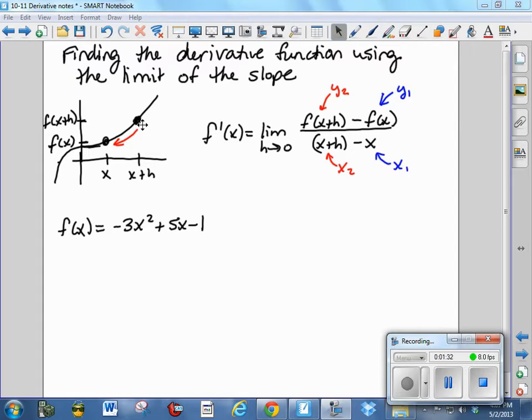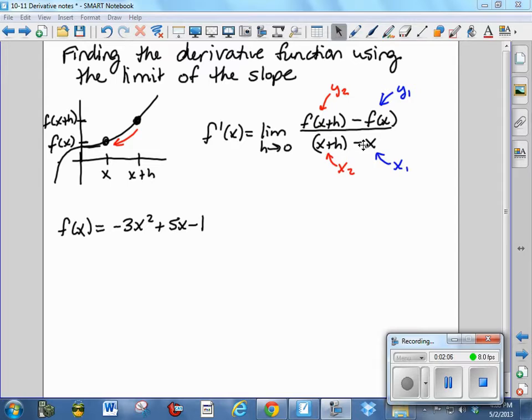As the x plus h point moves closer to the x point, then that slope that I'm using to approximate the tangent line gets closer and closer to the actual slope of the tangent line. We say this using limit notation, that the limit as h goes to 0 of our slope, y2 minus y1 being f of x plus h minus f of x, and x2 minus x1 being x plus h minus x. As h goes to 0, this slope gets closer and closer to the slope of the tangent line.